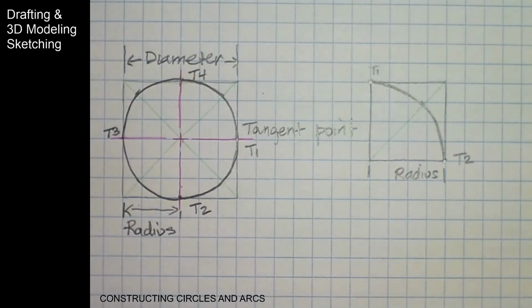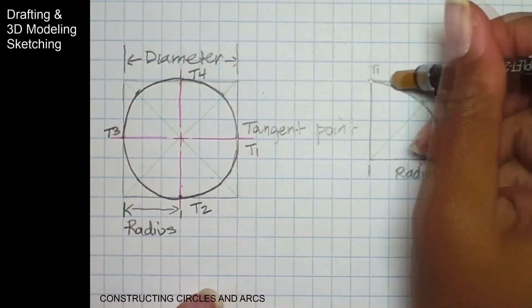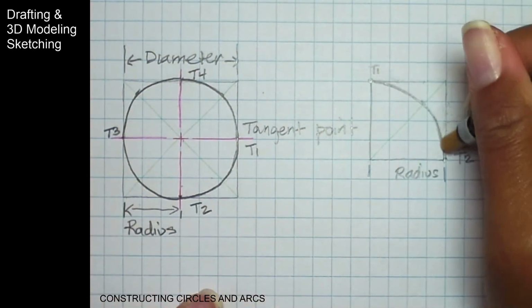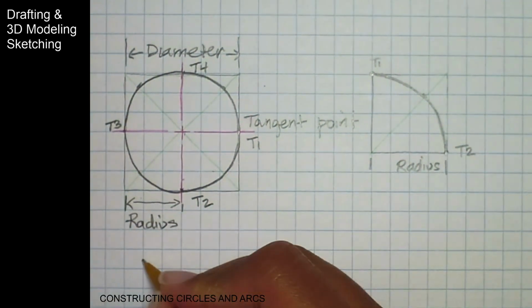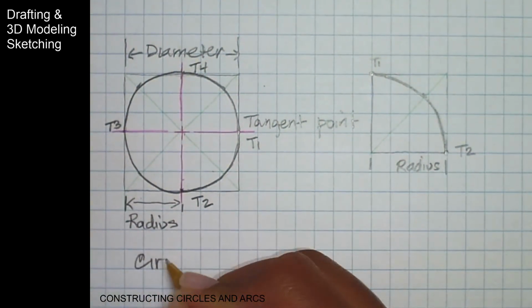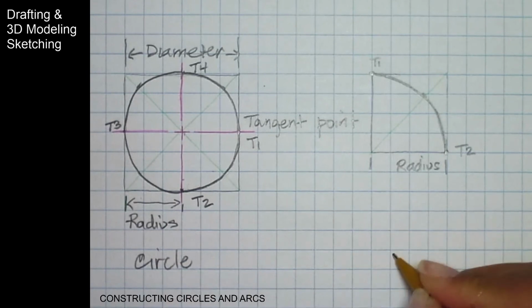Once we've done that, I'm just going to lighten this up a bit so you can see what it looks like. And that is our arc. So we have our circle and we have our arc.